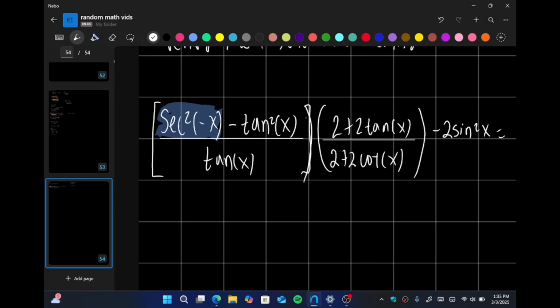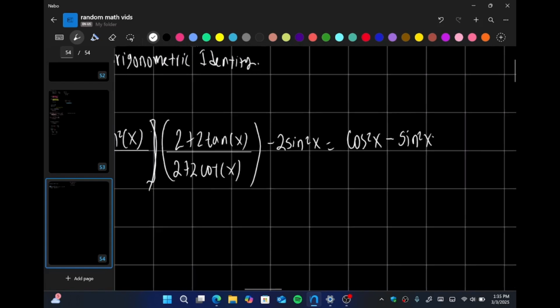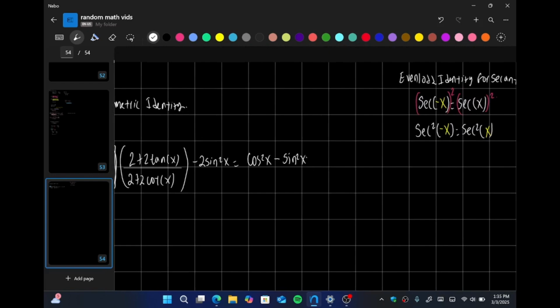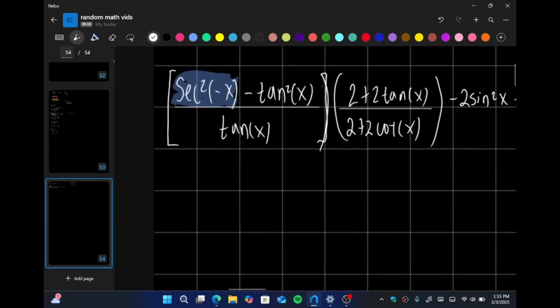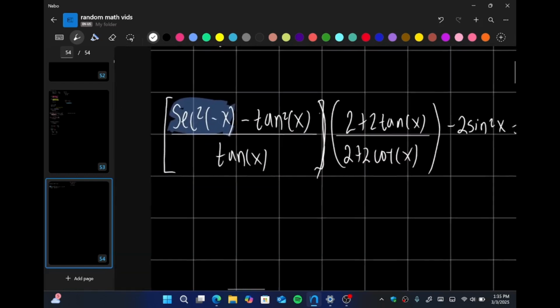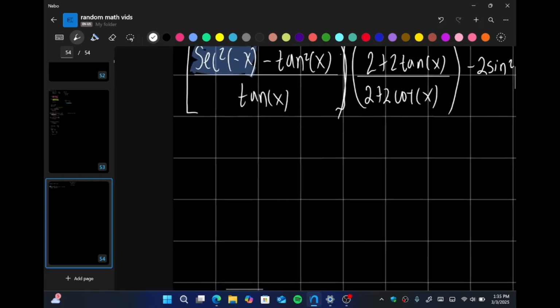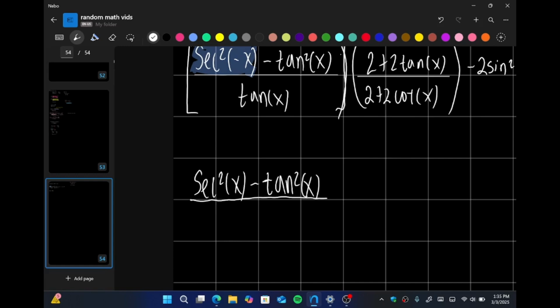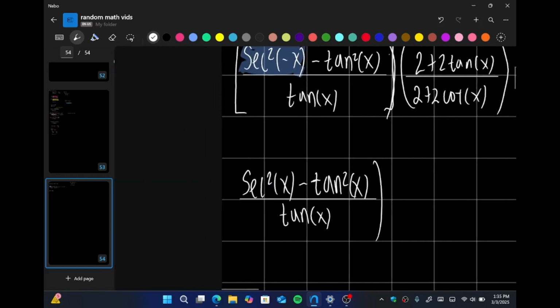Now, actually, give me a second. So, what I'm going to do is the following. I'm going to rewrite this as secant squared of x minus tan squared x over tan x, and then of course just rewrite everything else.